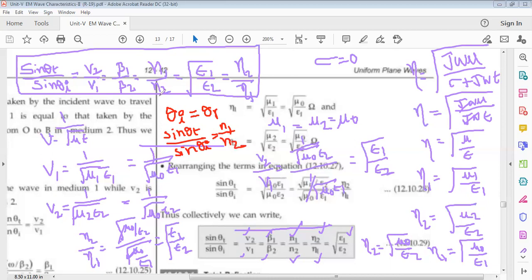N1 by N2. Now you can observe here the beta 1, N1, epsilon 1. The velocity and intrinsic impedance are two terms, V2 by V1 and eta 2 by eta 1. Remaining all are beta 1 by beta 2, N1 by N2, and under root of epsilon 1 by epsilon 2 only. Got it, my dear students? It's a very, very important equation. Collectively, totally, you can remember this one.